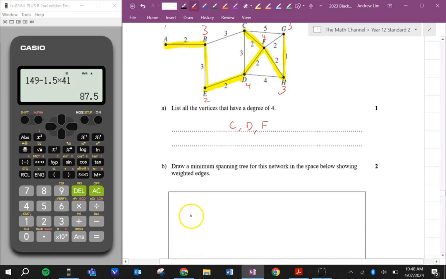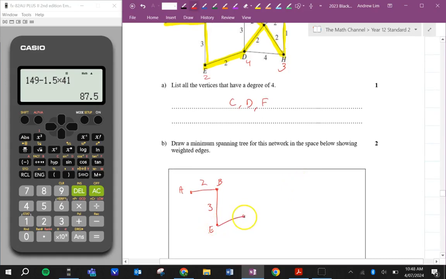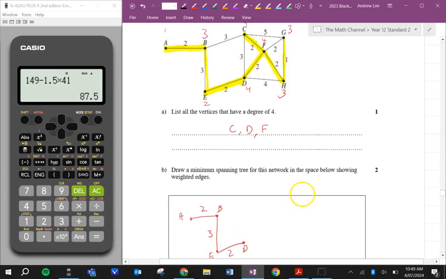So we've got A to B. That's 2. To E. Oh, E is this node. That's 3. D is over here. That's 2. Then F. That's 2. C here is 2. H is 2, and G is 1.